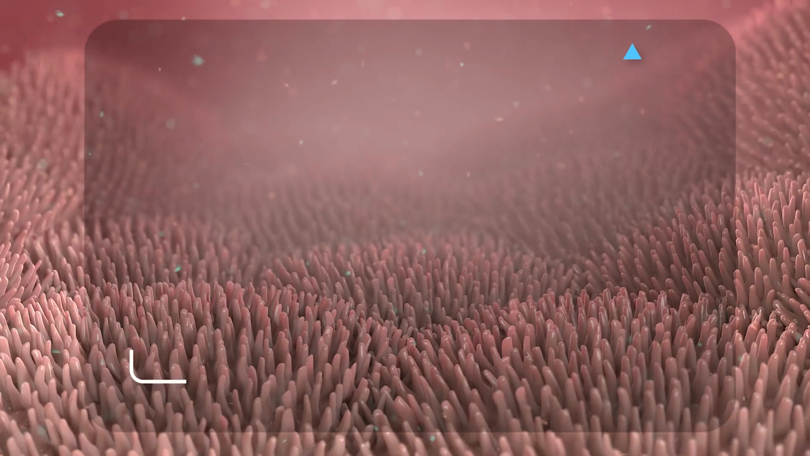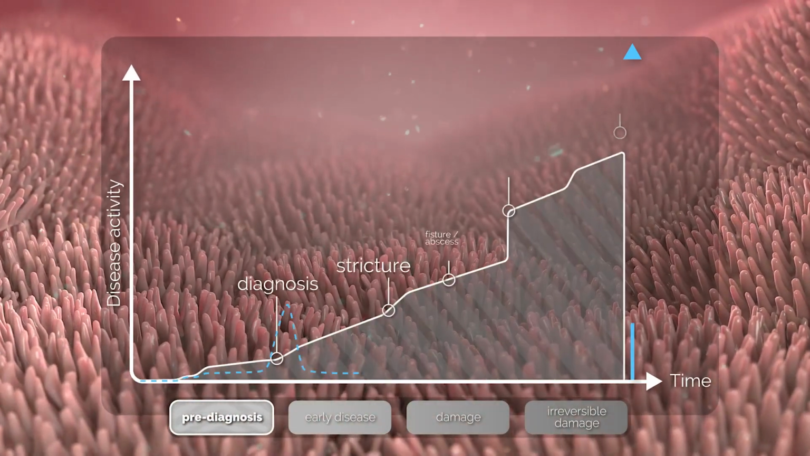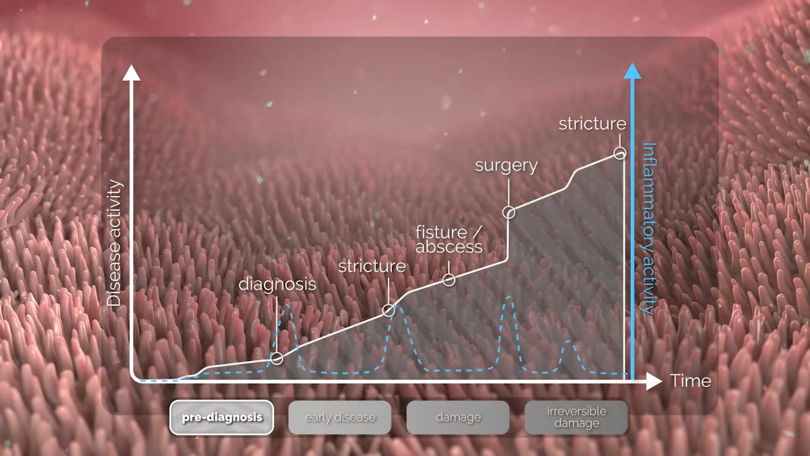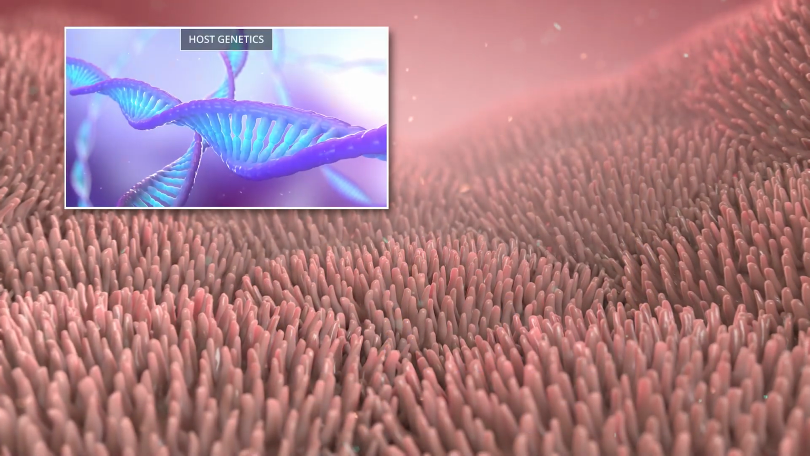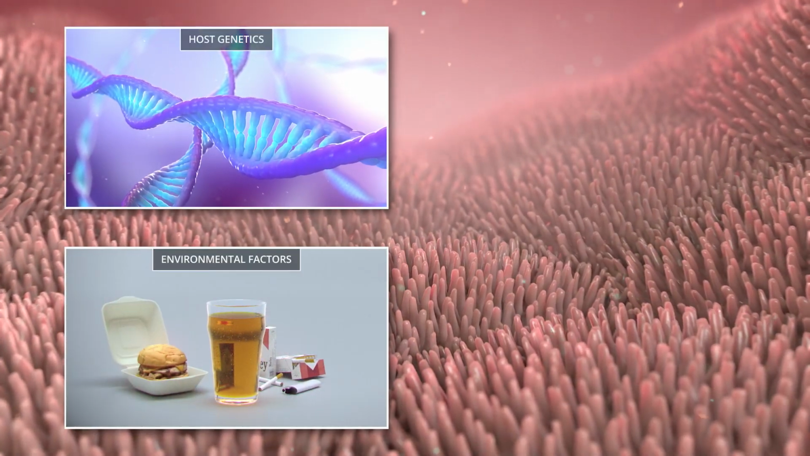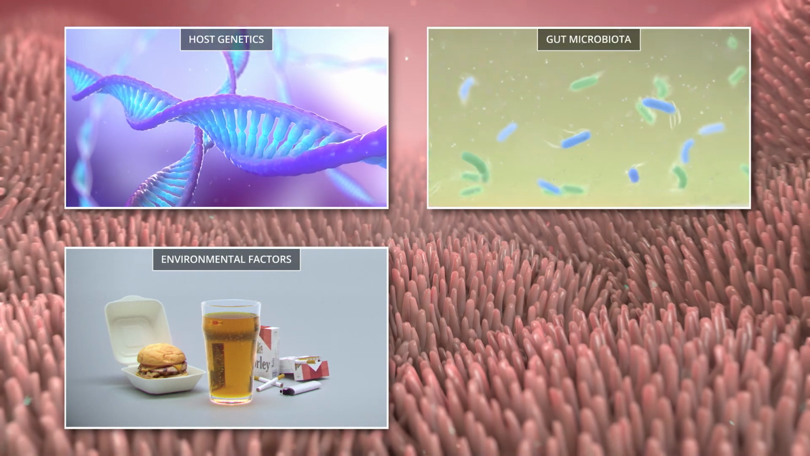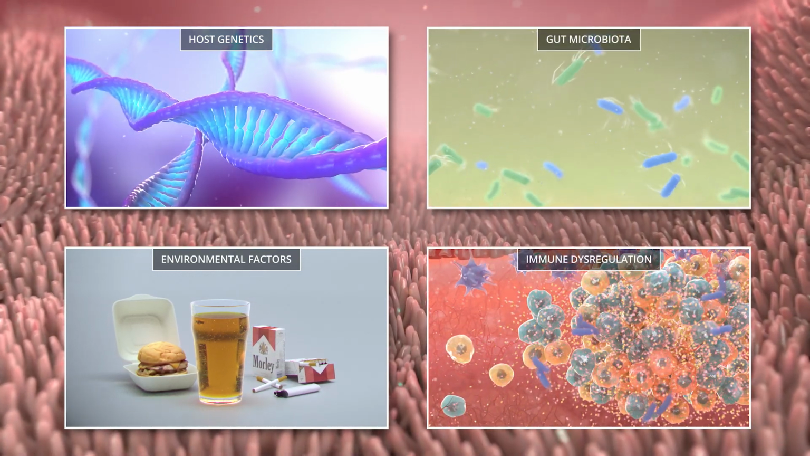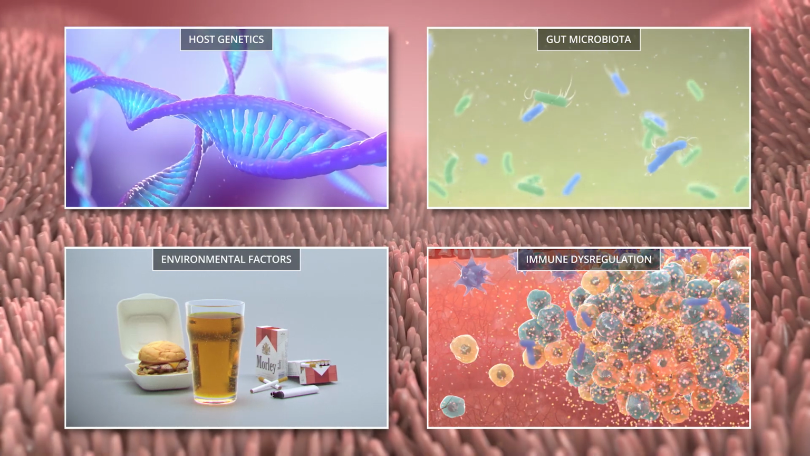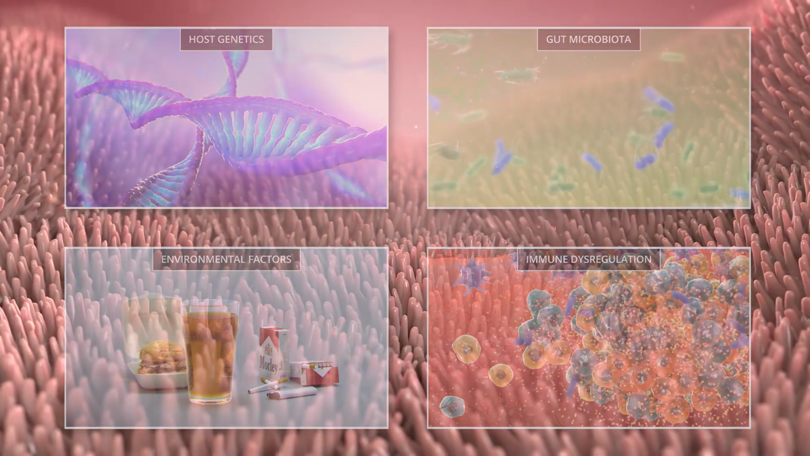Crohn's disease is a highly heterogeneous multiple-hit disease associated with periods of inflammation that results in progressive disease due to the complex interplay between host genetics and environmental factors, as well as changes in the gut microbiota and immune dysregulation in the mucosa. However, the direct mechanism and cause of Crohn's disease remains unclear.